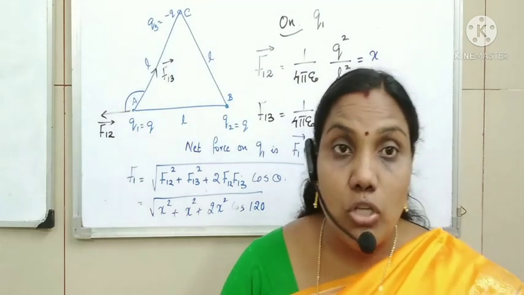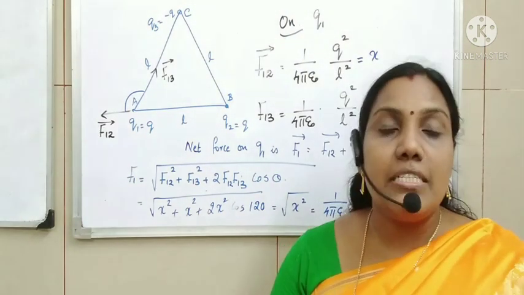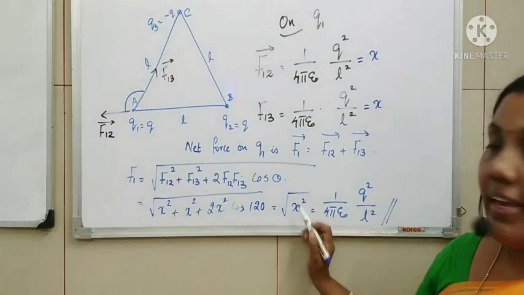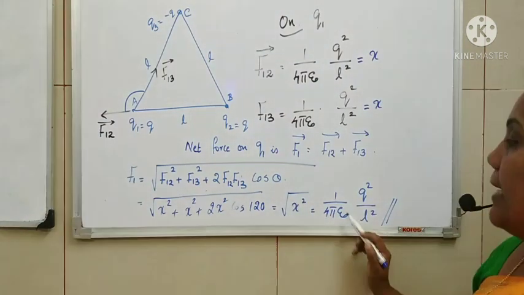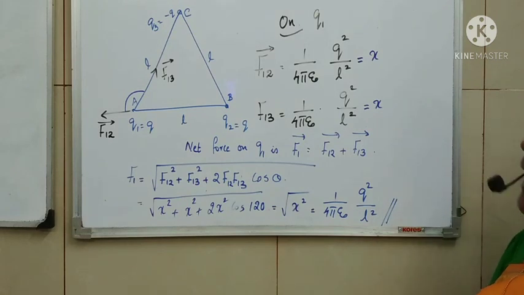And what is the value of cos 120? Cos 120 is minus 1 by 2. After simplification, we get the answer as root of x square, which is equal to x, that is 1 by 4 pi epsilon 0 q square divided by L square.